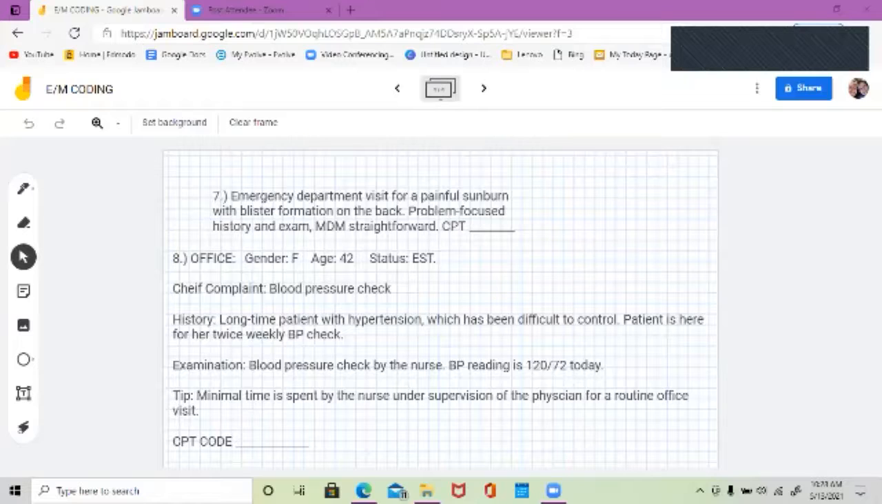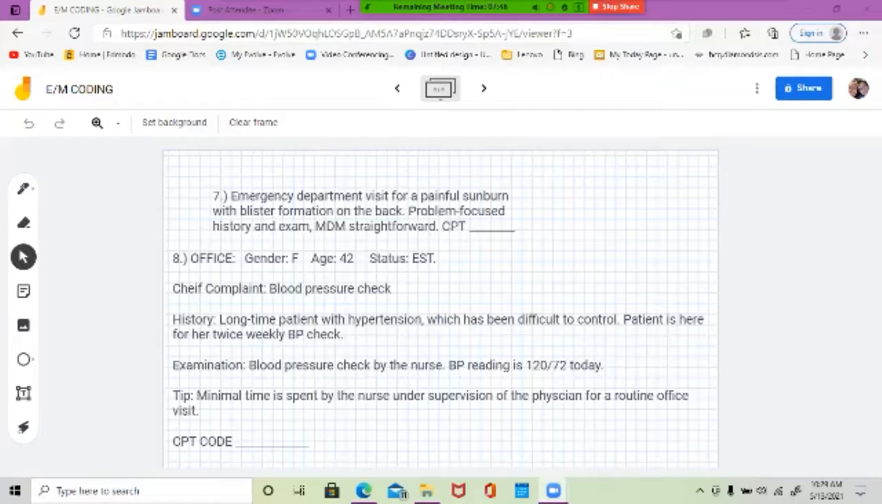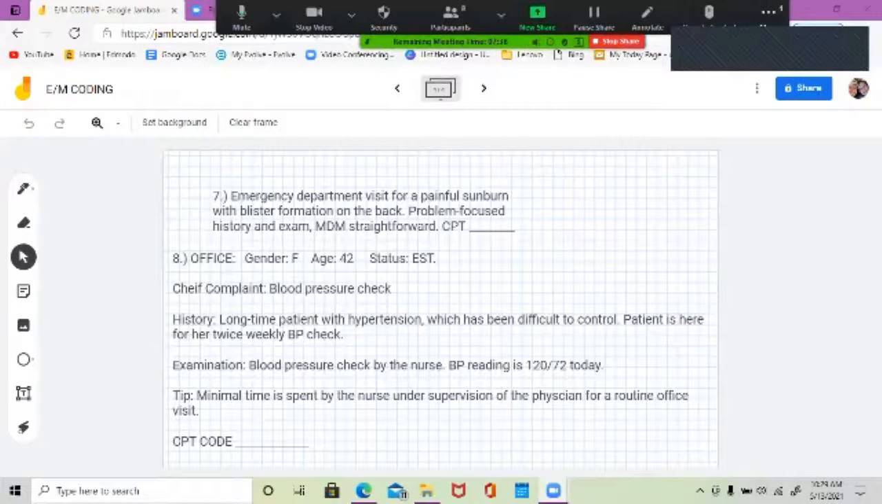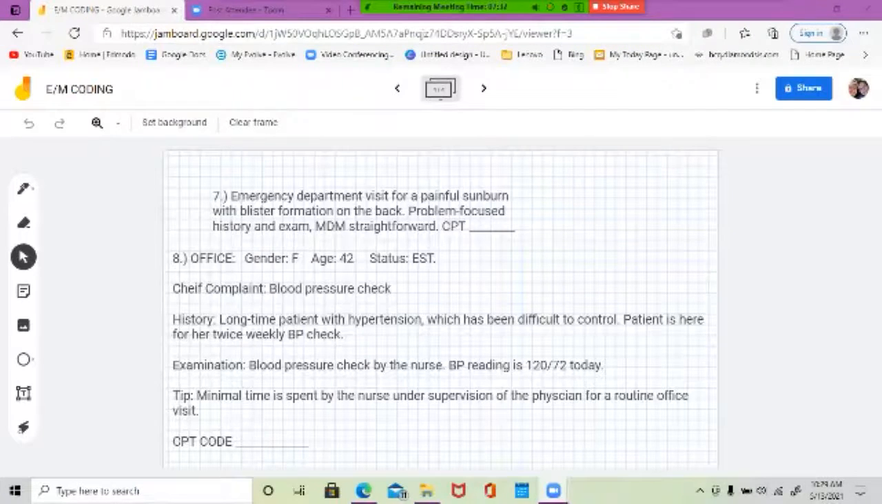Tip, minimal time is spent by the nurse under supervision of the physician for a routine office visit. What is your CPT code? 99211. I got 99212. Okay, it was by the nurse. The nurse practitioner, right? Or by the nurse. So that's a nurse. 99211. Anytime it's by the nurse, 99211.